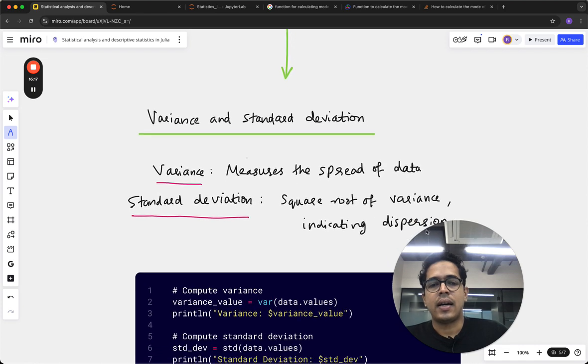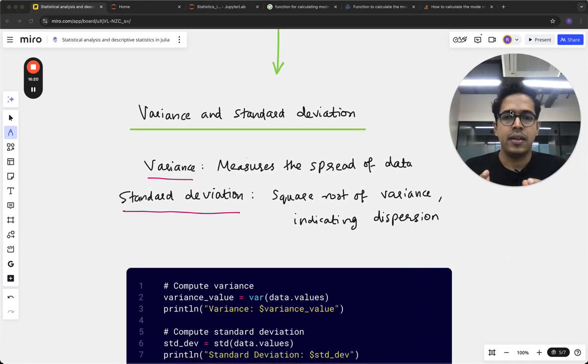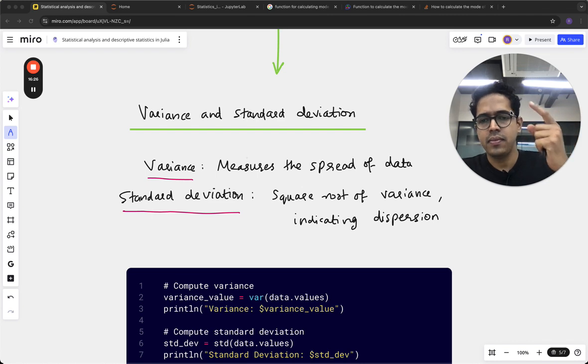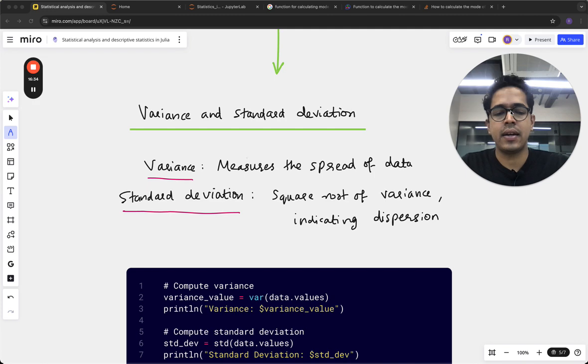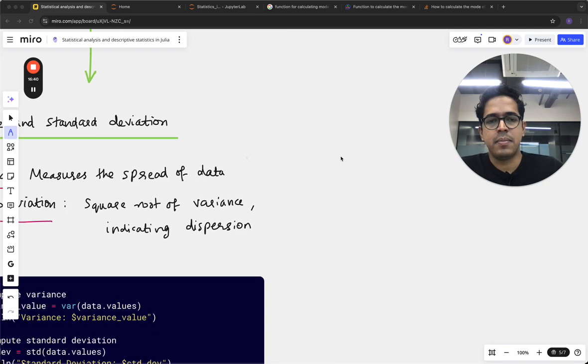Now the other two concepts are variance and standard deviation. To describe any data set statistically with just two numbers, one of the numbers that you use is the mean value, and the second number is the standard deviation, or how much the data has spread across the mean. So variance measures the spread of the data. In simple terms, it's something like this.